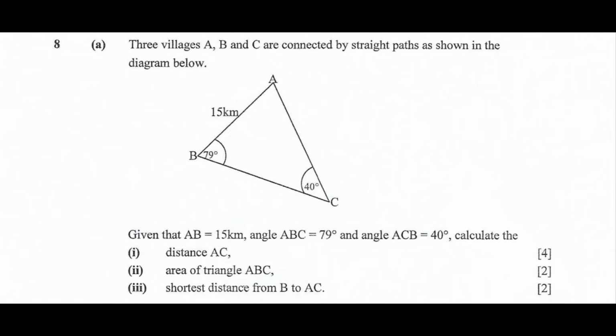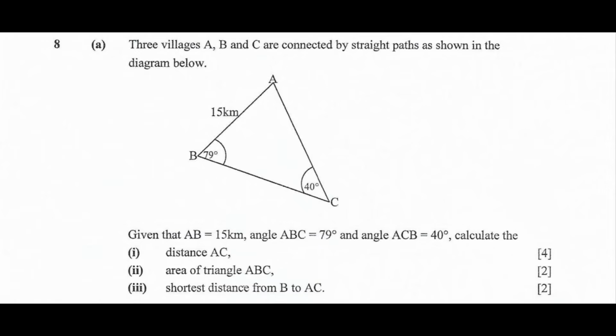So now we move on to question 8a. 3 villages A, B and C are connected by a straight path as shown in the diagram below. Given that AB is equal to 15 kilometers, angle ABC is equal to 79 degrees, and angle ACB is equal to 40 degrees, calculate Roman number 1, the distance AC. So we are solving AC.